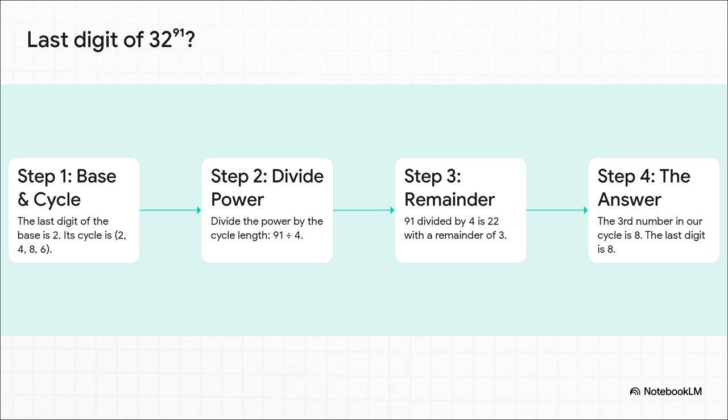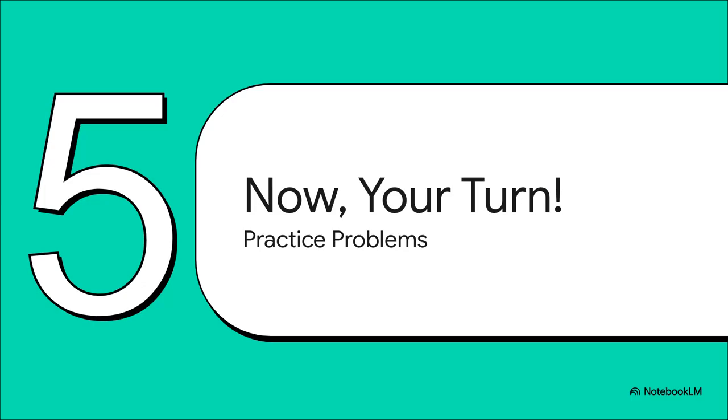Now we just divide the power, 91, by the cycle length, 4. 4 goes into 91 22 times, but what we care about is the remainder, which is 3. That remainder is everything. It means we want the third number in our cycle, 1, 2, 3. The answer is 8, and that's it. Problem solved. You've got the toolkit.